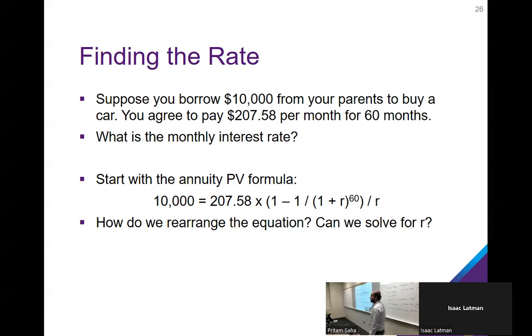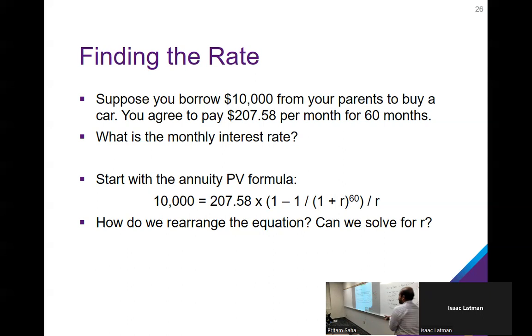How much did you get for the monthly interest rate? Present value 1,000 for 10,000. Payment 2,758.60. Future value 0. How much did you get for that? 5.7499. Be careful, this is monthly. Times 12 is your annual rate, okay?